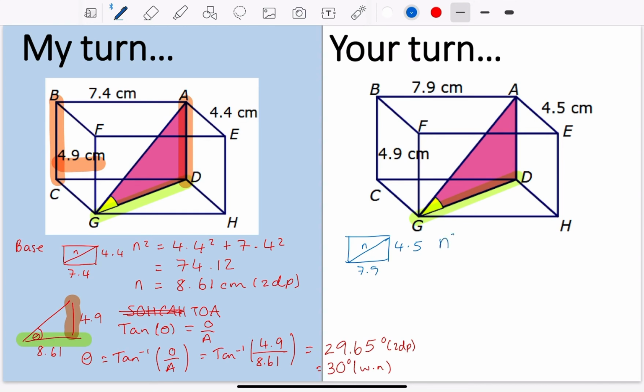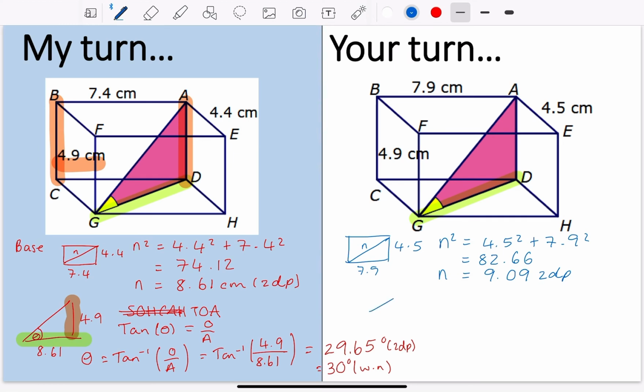So I'm going to get n squared is equal to 4.5 squared add 7.9 squared. That's going to give me a total for n squared of 82.66. When I square root, then I'm going to get n is equal to 9.09. That is to 2 decimal places. Again, if you're using that answer function, you could just put some ellipses there. So now we are looking at that pink triangle once again to find this missing angle.